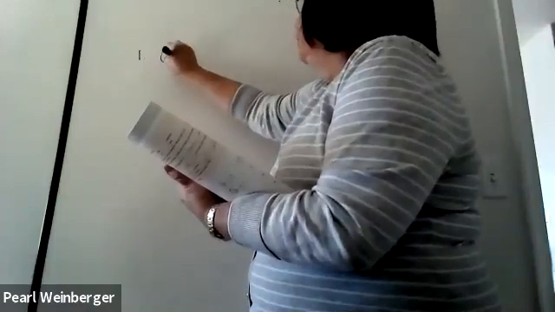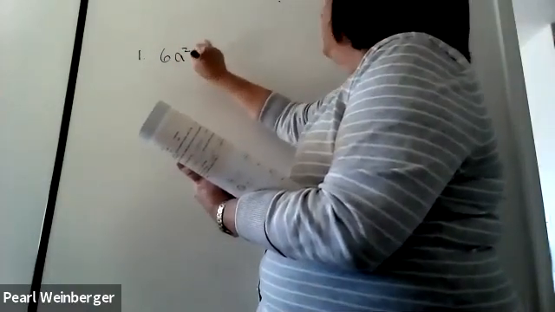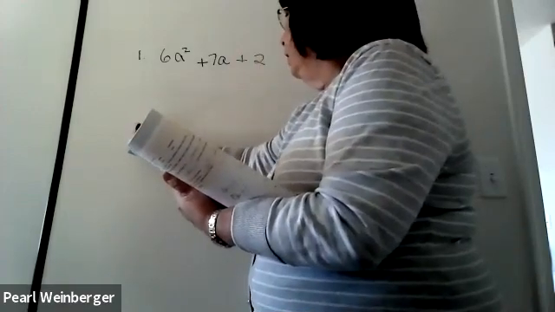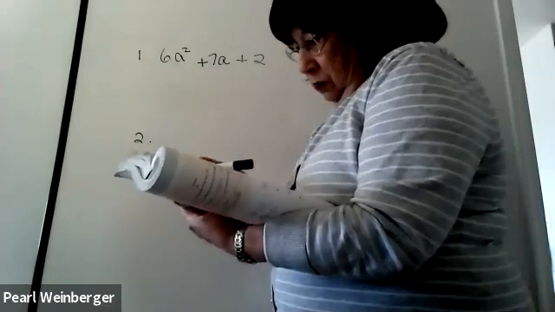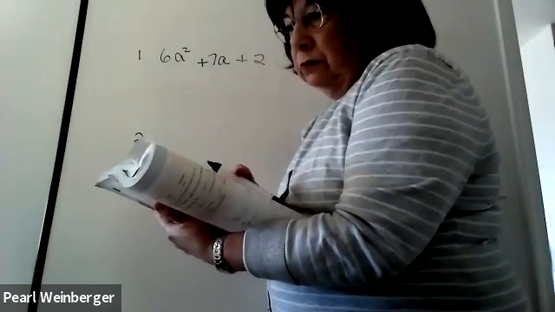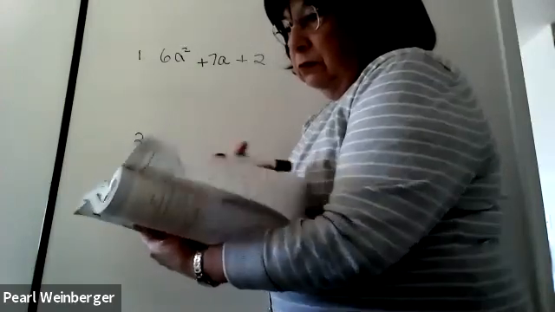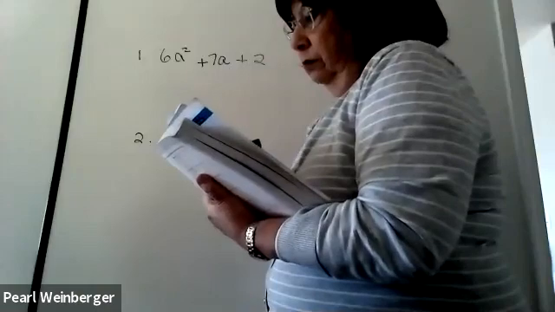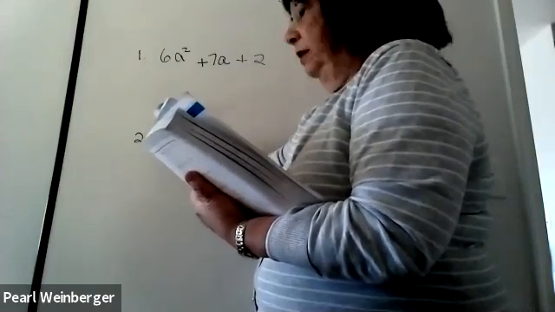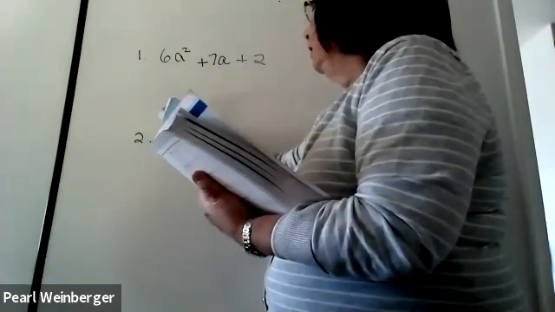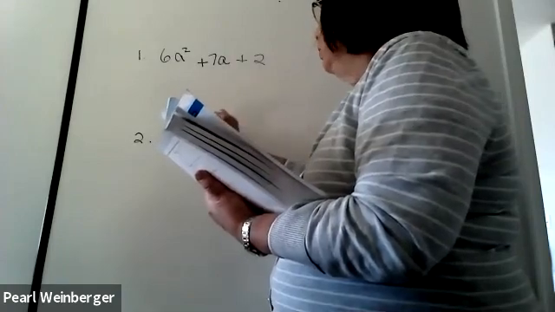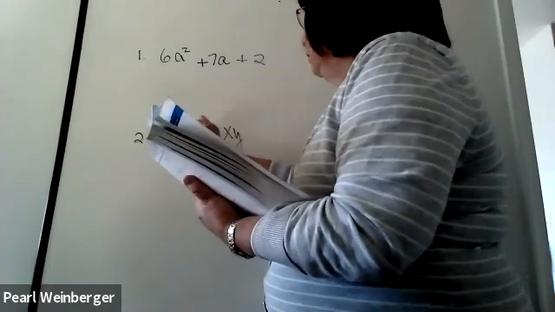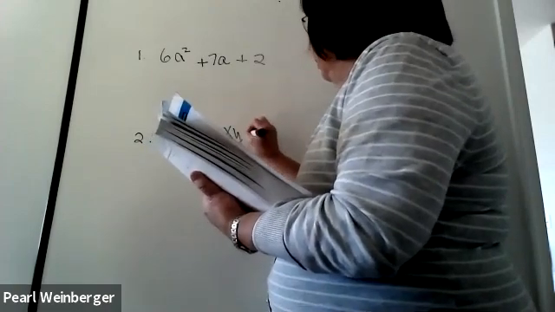First one is 6a squared plus 7a plus 2. And the second one is, okay, this is a little bit harder. 3x squared plus 19xy minus 14y squared.